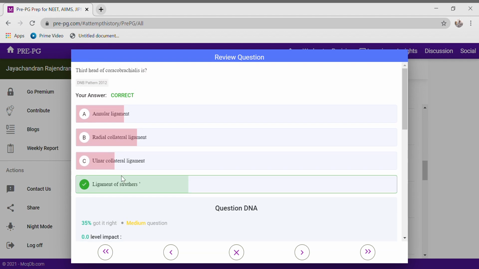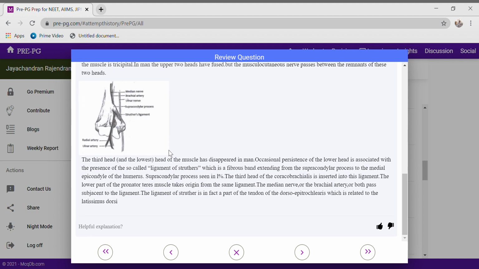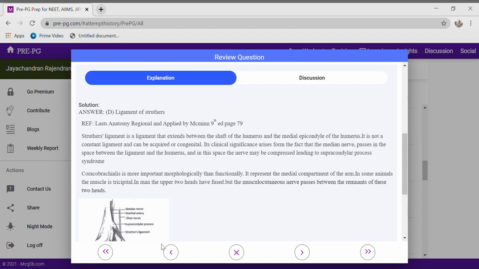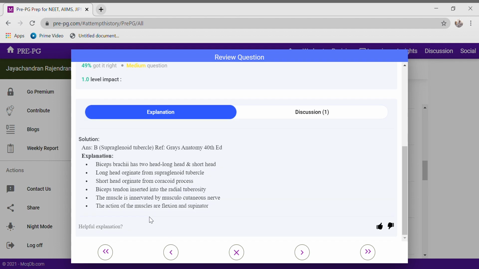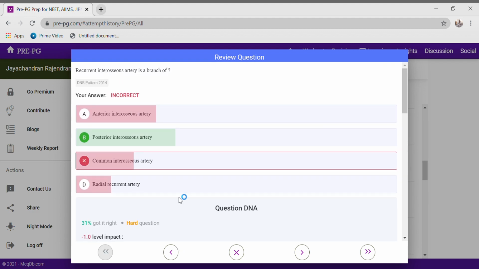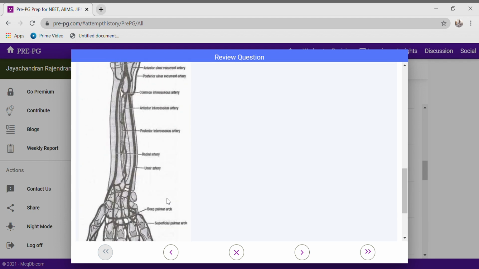The Struthers ligament is associated with a third head of coracobrachialis. It's not a general thing, it's a rare one. And this is the attachment. Short head goes to the coracoid, long head to the supraglenoid tubercle. Biceps tendon goes to the radial tuberosity. So the actions of the muscle are flexion and supination, as I told you before. This is a very important one. You may get confused a lot in this area.